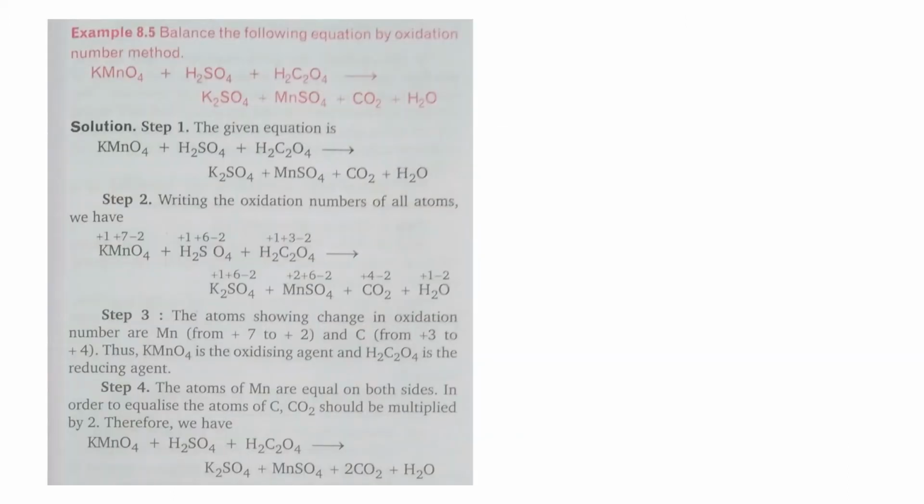Now this is question 1. Balance the following equation by the oxidation number method. The equation is KMnO4 plus H2SO4 plus H2C2O4 giving K2SO4 plus MnSO4 plus CO2 plus H2O. Now this is the question.